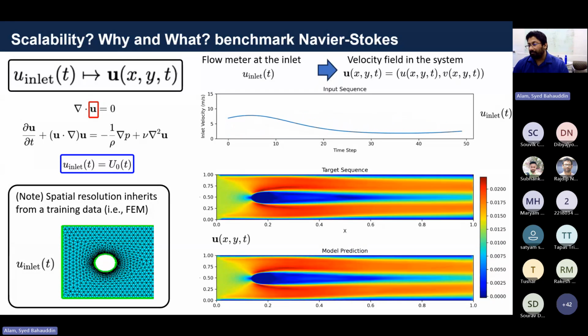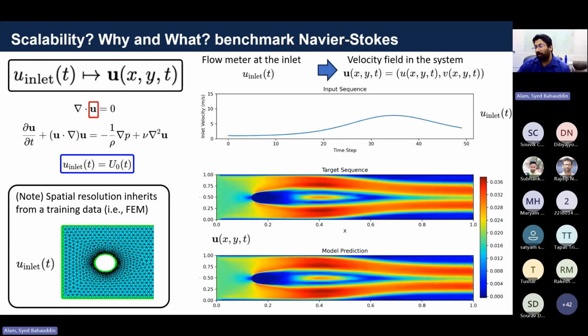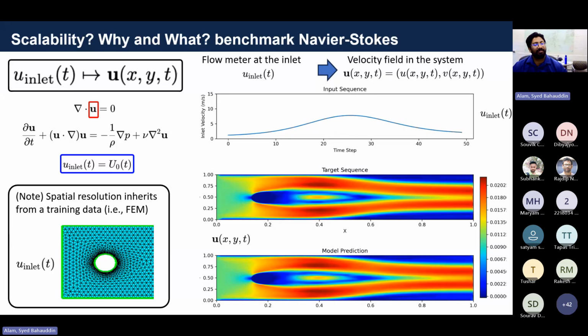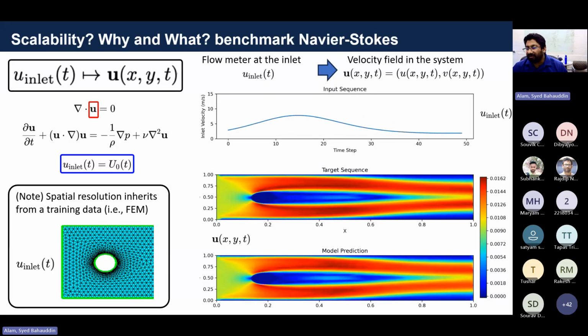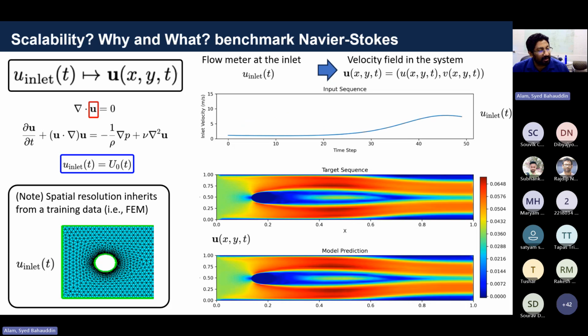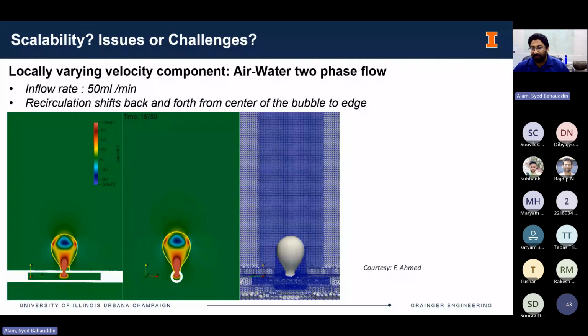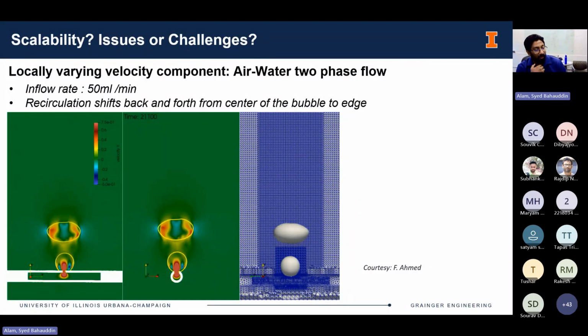But when we show those results to energy systems people or veteran people in nuclear systems, even in journals, they say this works well, but what about a real system like this? In a reactor system or other system, you have air-water two-phase flow, you have an inflow rate of some millimeters per minute, and there is recirculation, bubbles, and all.